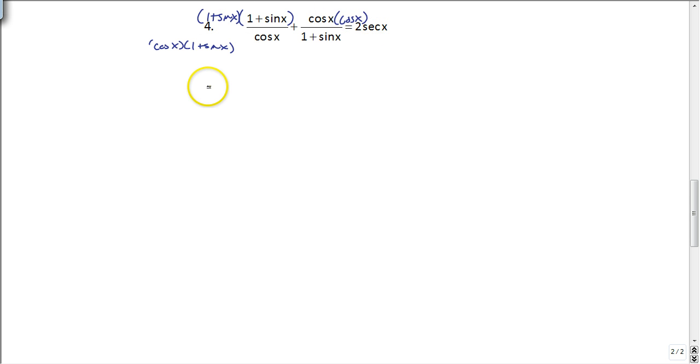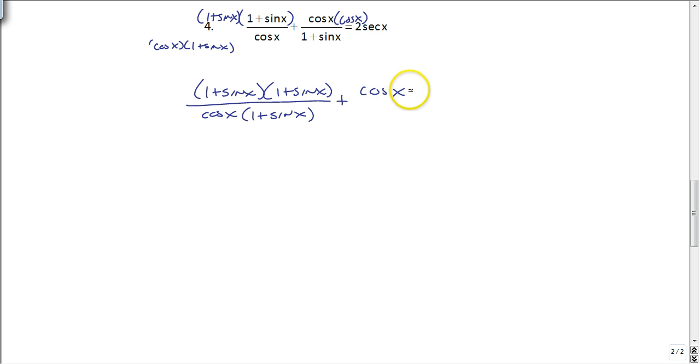And after we multiply that on the top, we are going to have 1 plus sine x times 1 plus sine x all over cosine x times 1 plus sine x, plus cosine x times cosine x all over the same denominator. And of course it's equal to 2 secant x.